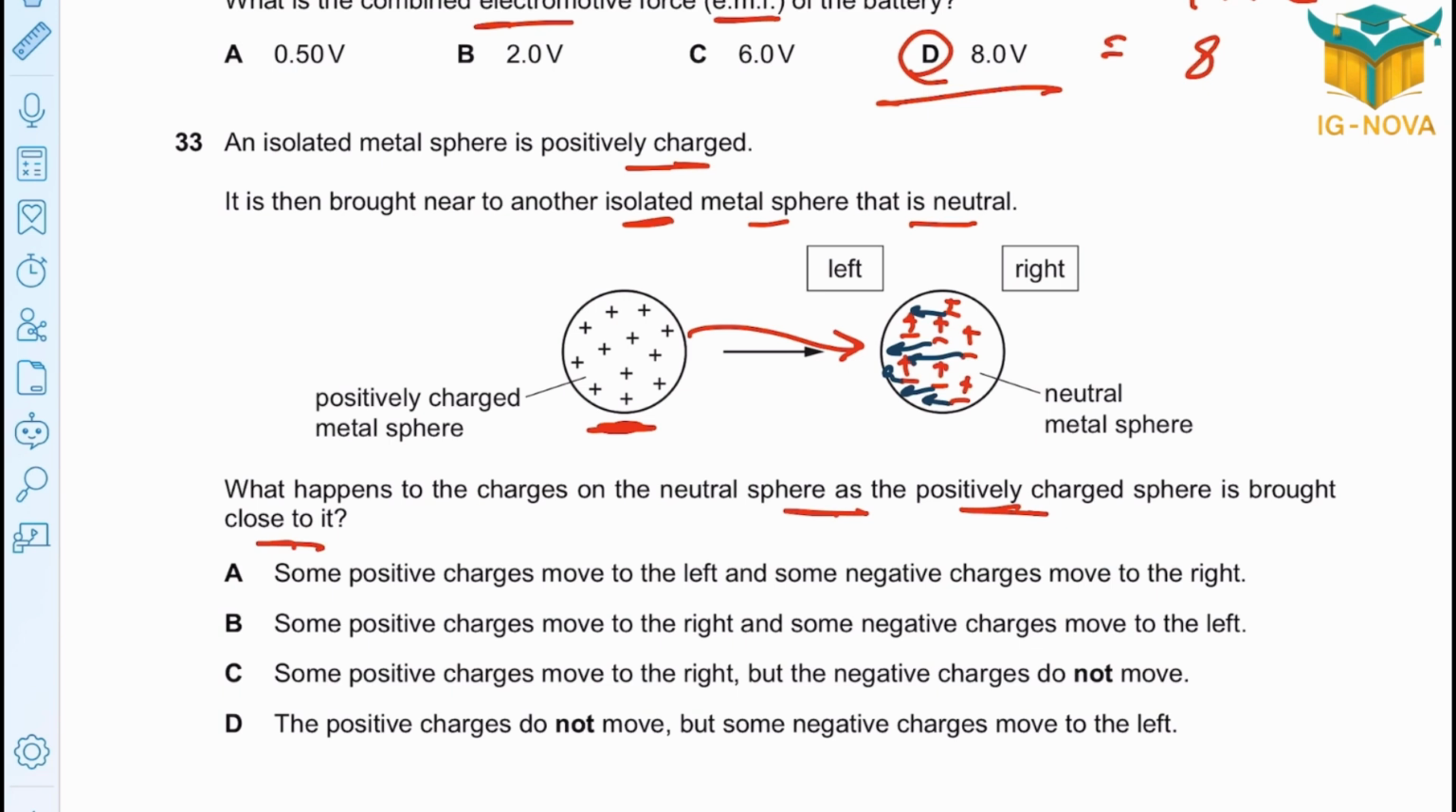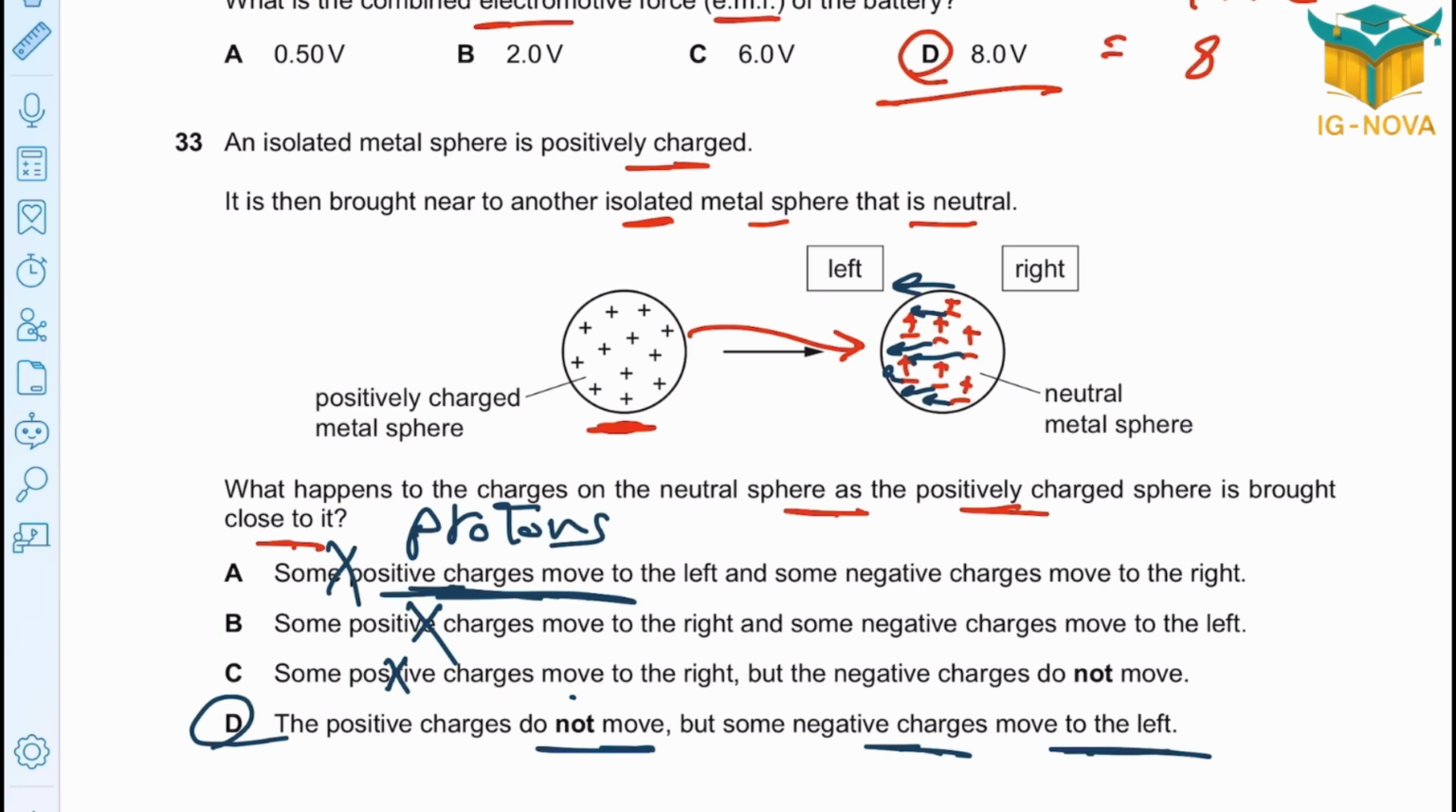Okay, this is what we know. Some positive charges move. Is the positive charge able to move? Positive charge, you mean protons. Are the protons able to move? Surely no. Positive charge doesn't move at all. But some negative charge will move to the left. So the right option is easy, and a very, very good question.